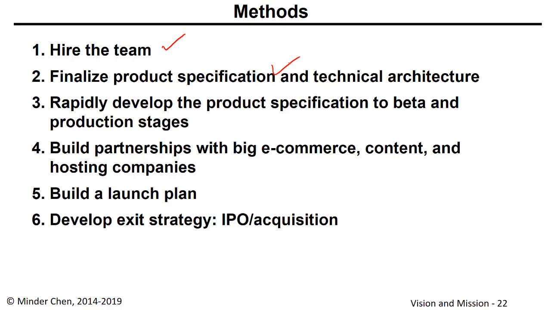They don't have a product yet at the time when they define this. Rapidly develop the product specification to beta and production stage. Build partnership with big e-commerce content and hosting companies. Build a launch plan and develop an exit strategy, which could be either IPO or acquisition.